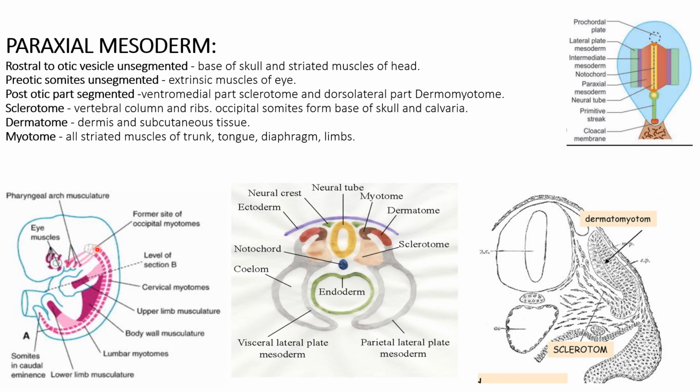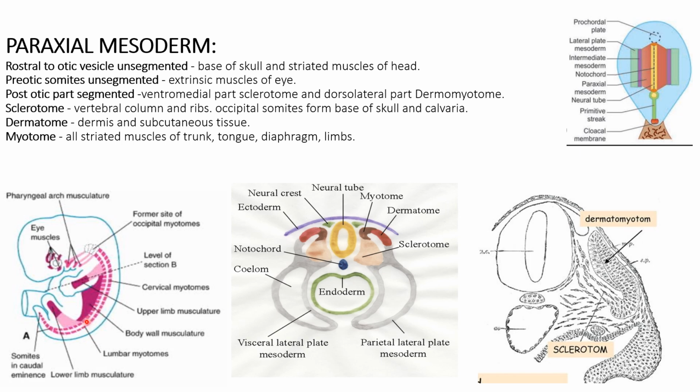What we have done is divide the paraaxial mesoderm into preotic part and postotic part. The preotic part is unsegmented and the most rostral part will give rise to the base of the skull and striated muscles of the head. The preotic somite will give rise to extrinsic muscles of the eye, and the occipital myotome will give rise to the muscles of the tongue. Now the post-otic somites, they are segmented.